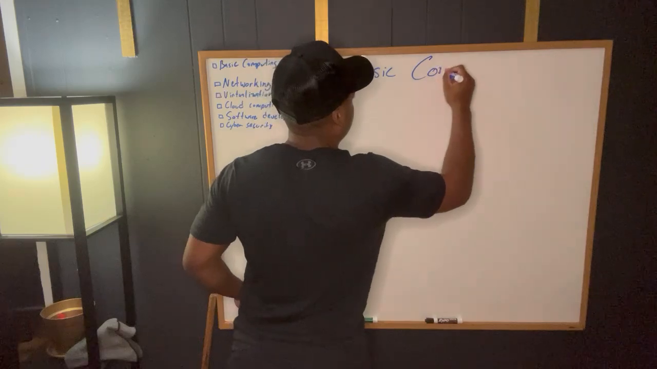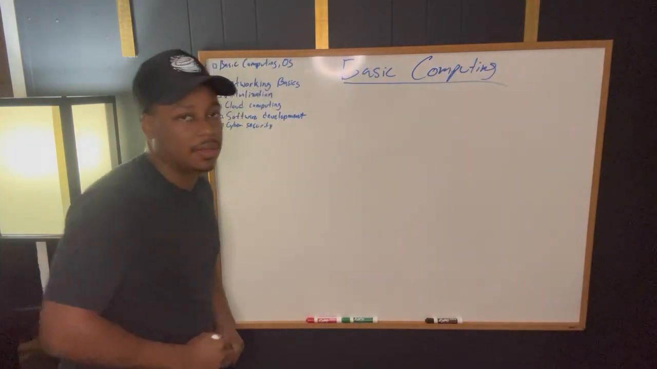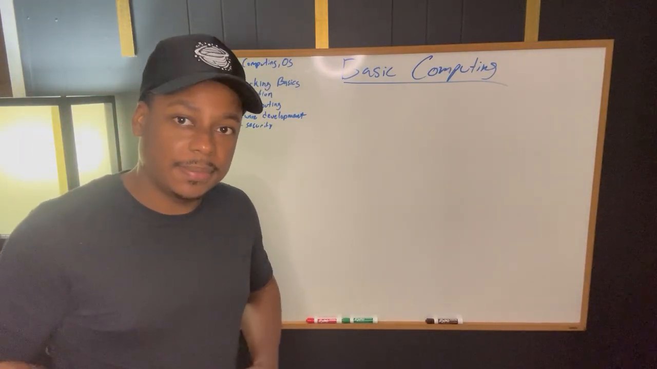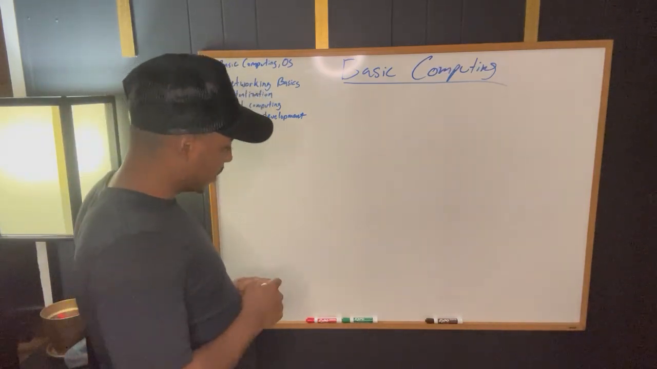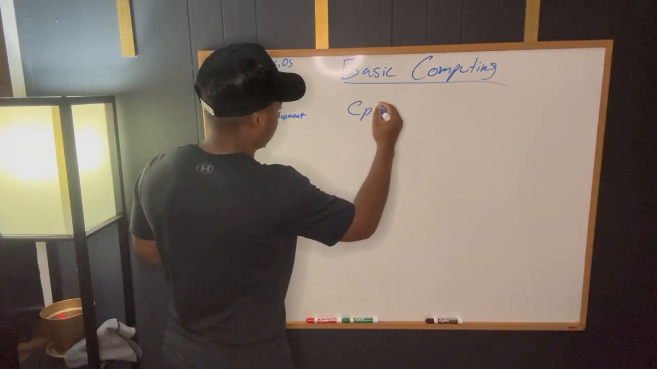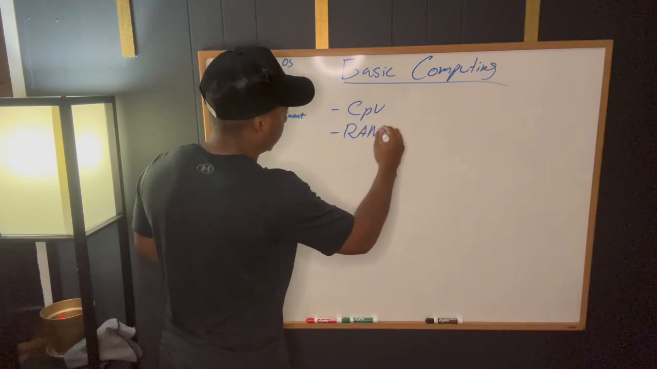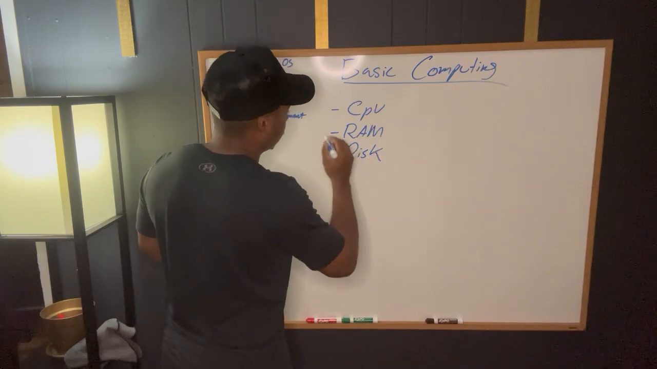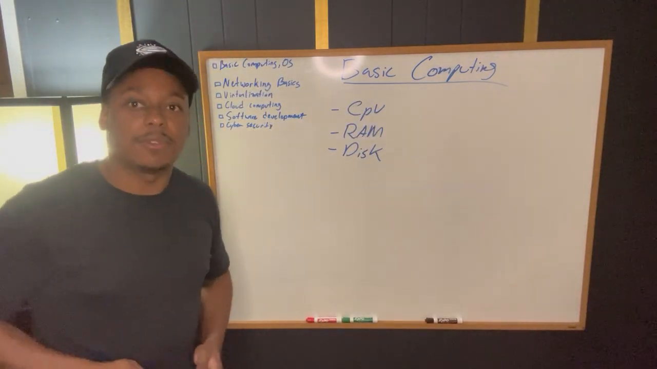Basic computing. Well, number one, what really is a computer, right? What does it consist of? Have you ever thought about that? Well, if you didn't know, a computer represents a couple of things. Every computer has these aspects: a CPU, RAM, and disk. Okay? These things represent what's inside your laptop, for example.